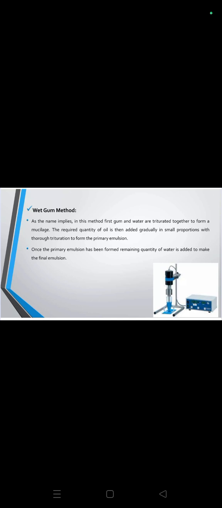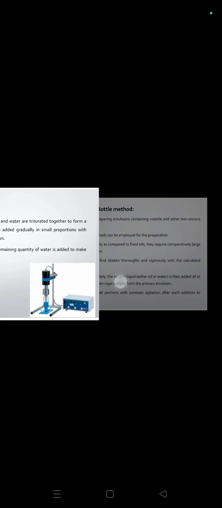Then, wet gum method. As the name implies, in this method, first gum and water are triturated together to form a mucilage. The required quantity of oil is then added gradually in small proportions with thorough trituration to form the primary emulsion. Once the primary emulsion has been formed, the remaining quantity of water is added to make the final emulsion.